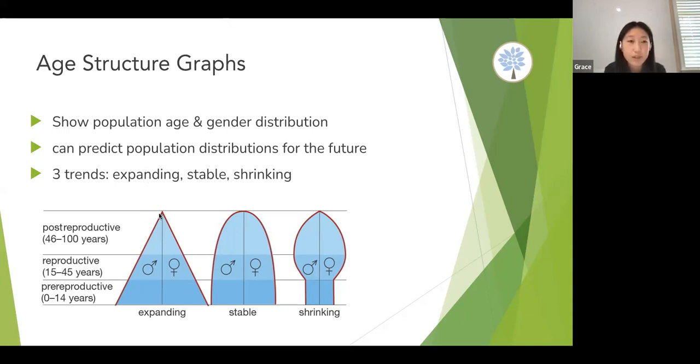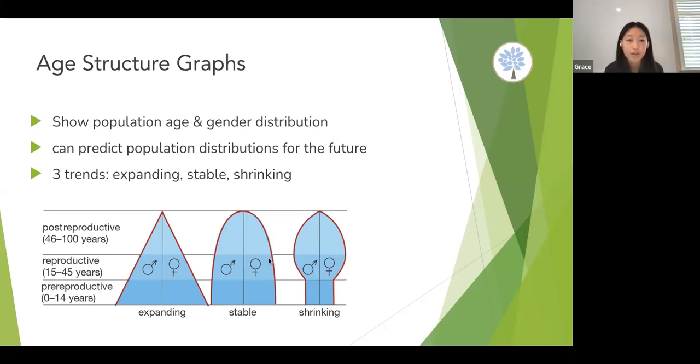So in an expanding structure, you're going to see it's like a triangle shape. So there's going to be a larger part of the population that is in the pre-productive years. So children, there's going to be many more children than there are adults or reproductive humans, as you can see in this graph, defines them as between 15 and 45. And there's going to be much fewer post-reproductive people or older adults. Basically, this is because more children are being given birth to, and therefore the population is growing since there's more new children than there are adults or older adults.